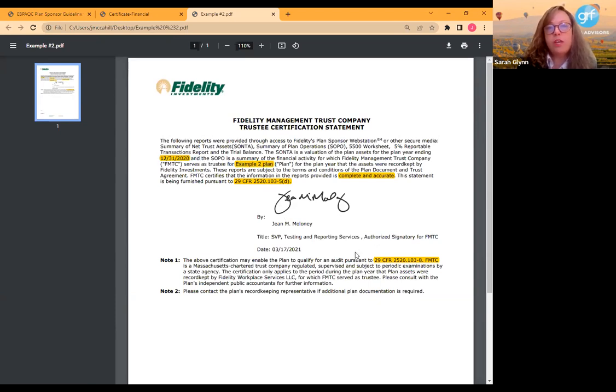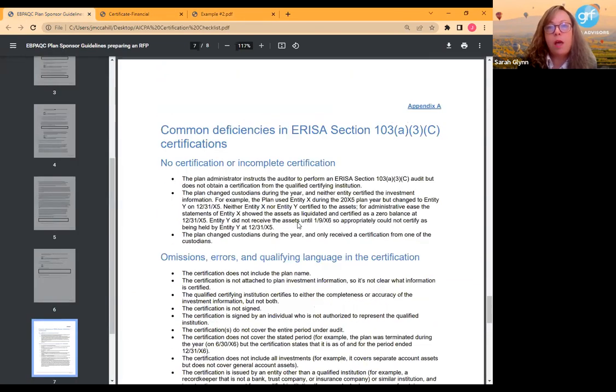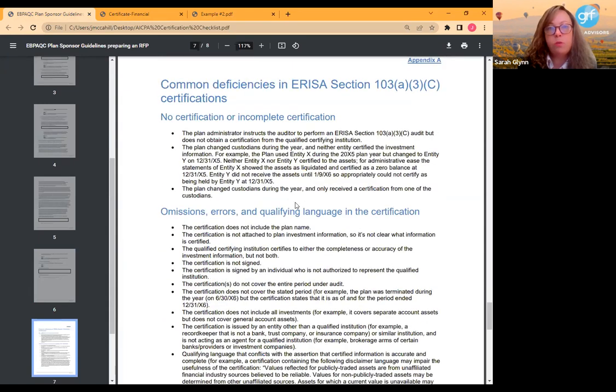When evaluating the certifications of your plan assets, we suggest you use this AI CPA assessment tool to make your analysis easier and straightforward. Again, I also really recommend you review some of the common areas listed at the end of the assessment tool report. Especially if you are changing plan custodians or trustees during the year, you'll see at the very top, no certification or incomplete certification. These common areas will provide good insight on what to look for when you're reviewing your certifications in those situations. Also, if you look at the omission errors and qualified language in certification, review those common errors.